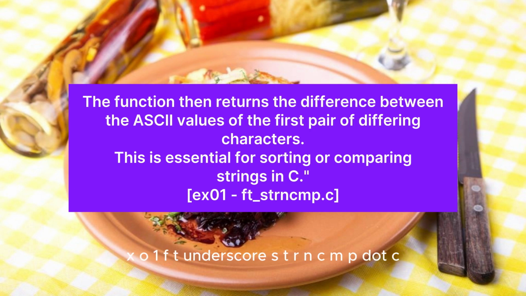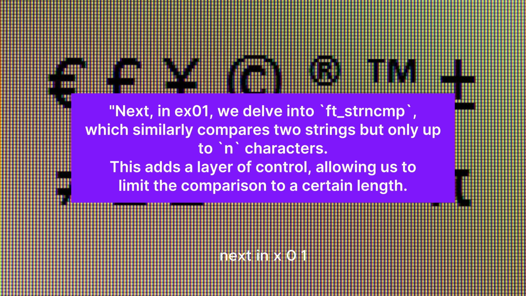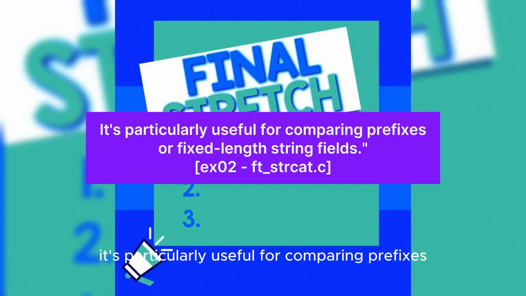X01 ft_strncmp.c. Next, in X01, we delve into ft_strncmp, which similarly compares two strings but only up to n characters. This adds a layer of control, allowing us to limit the comparison to a certain length. It's particularly useful for comparing prefixes or fixed-length string fields.